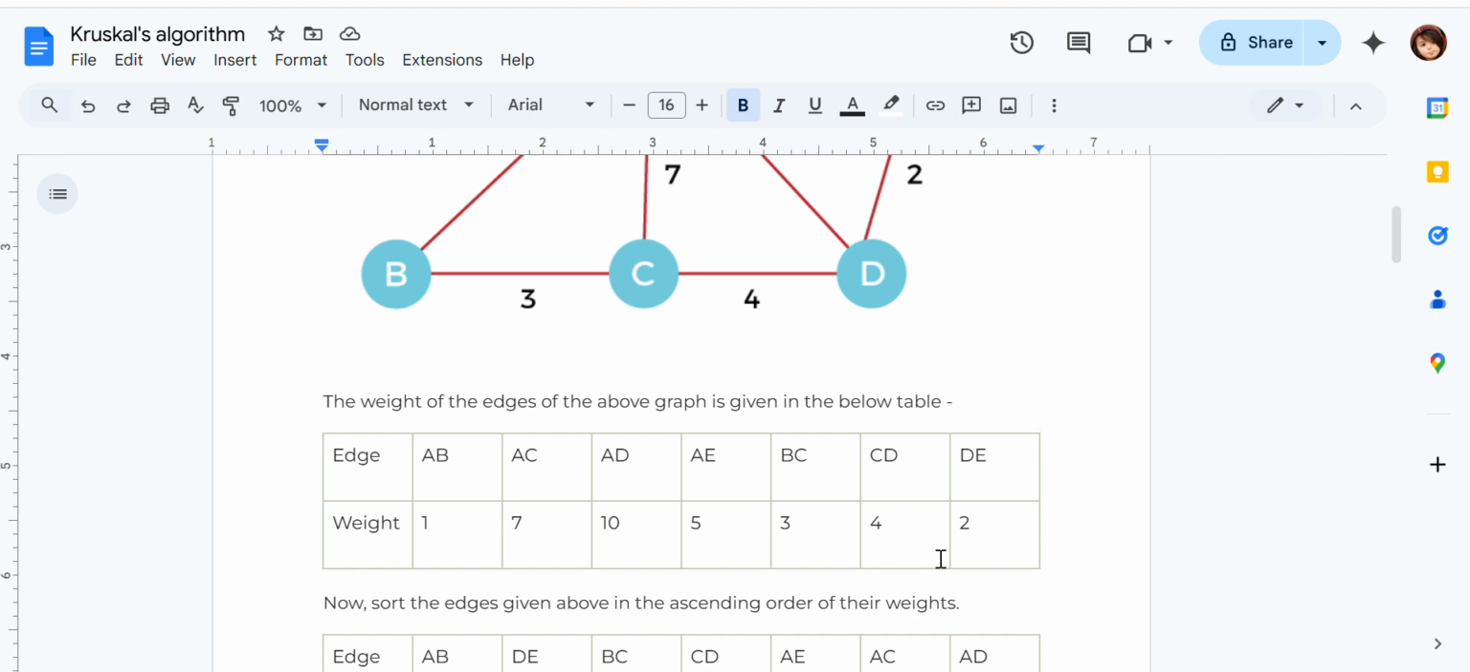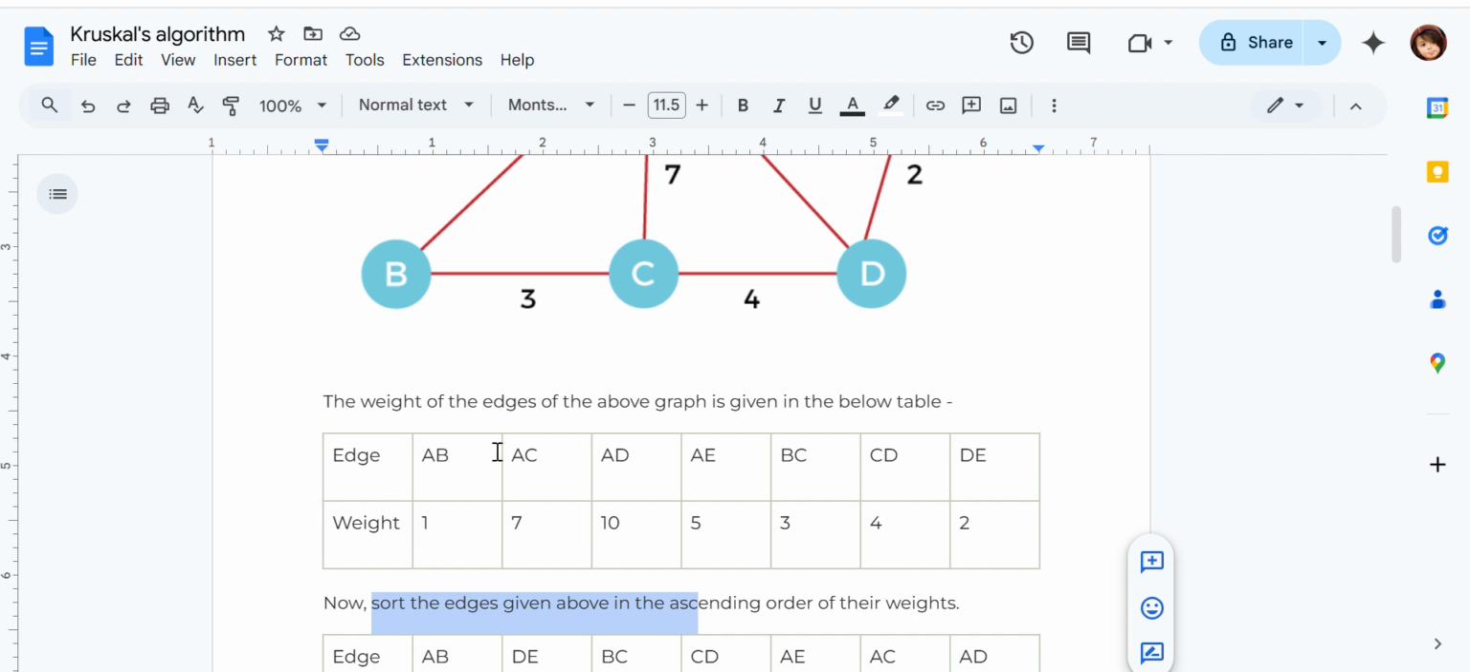So this is the first step you have to do. Take up all the edges along with the weight, draw a table, and just mention them. After that, the second step: you have to sort the edges given above.